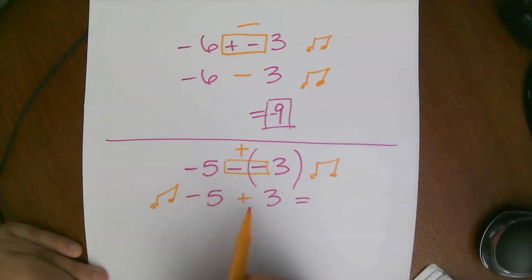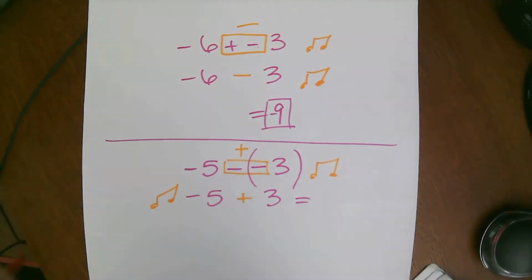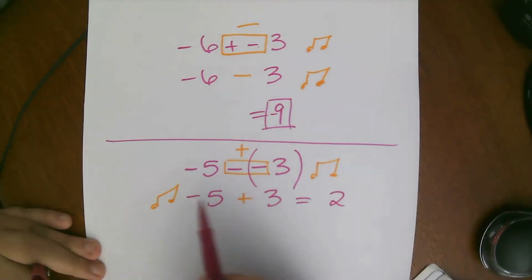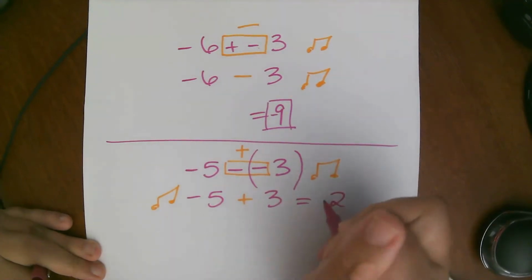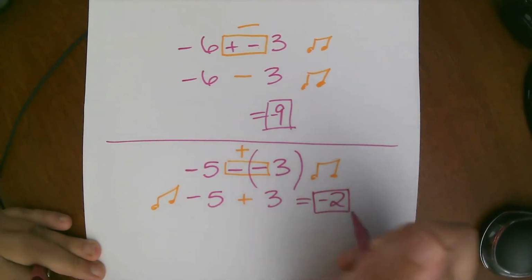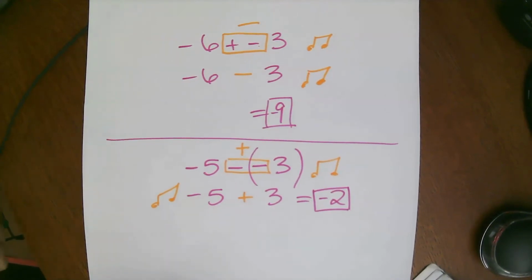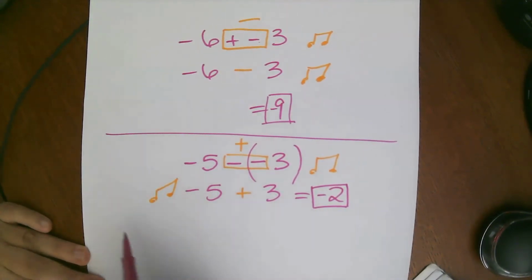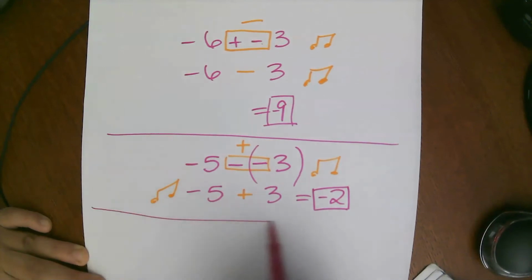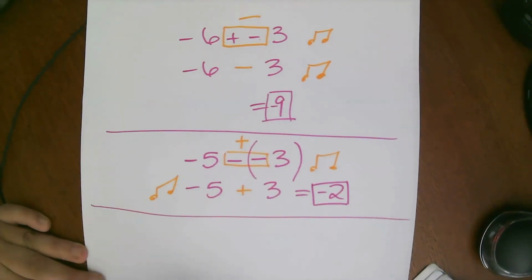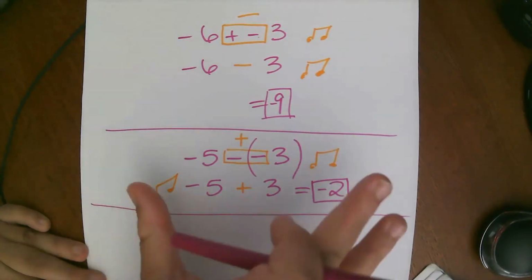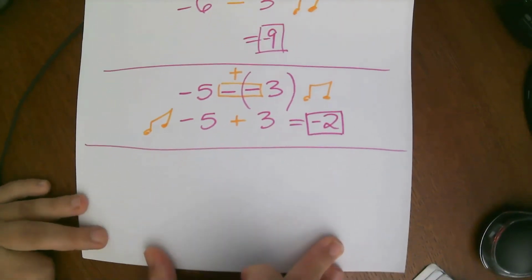All right, now what do we do at this point? We use the song again. Okay, so like signs add, different signs subtract, different signs, right? That's a negative, that's a positive, so 5 minus 3 is a 2. Always keep the sign of larger. 5 is larger, negative 2. Okay, that's how you do the double sign problems. Now let's look at an even longer problem.